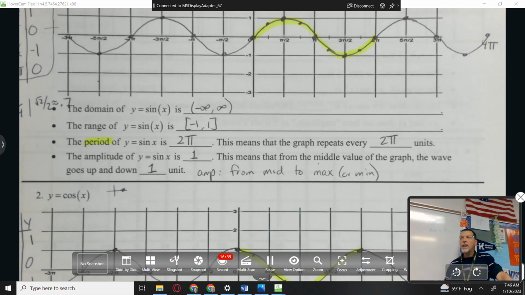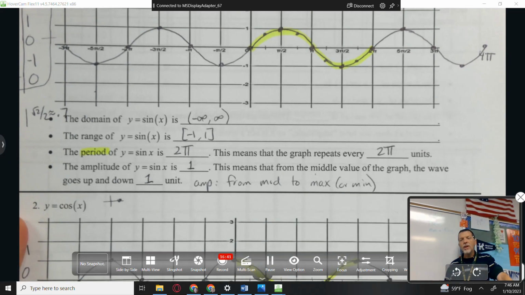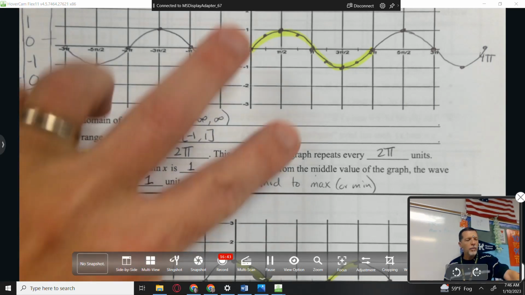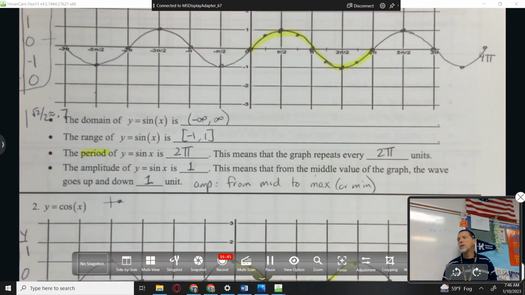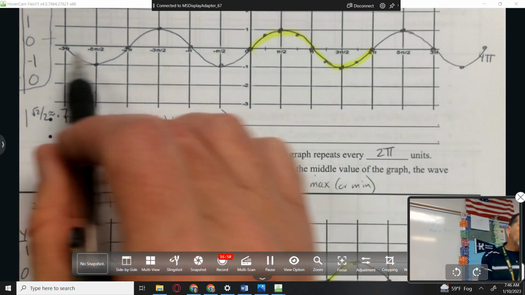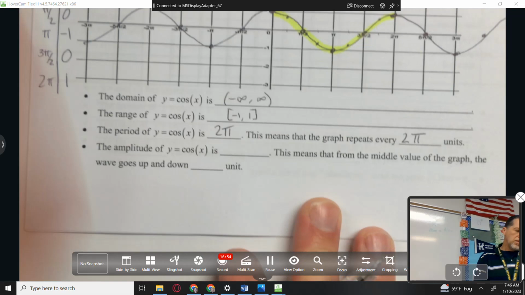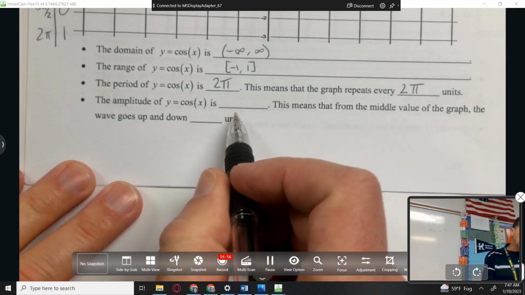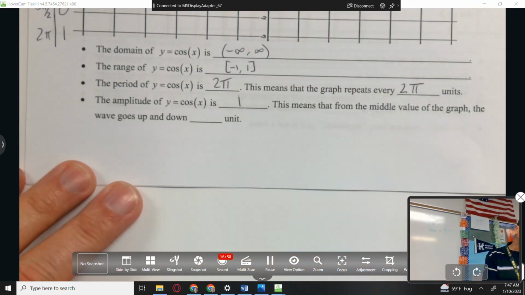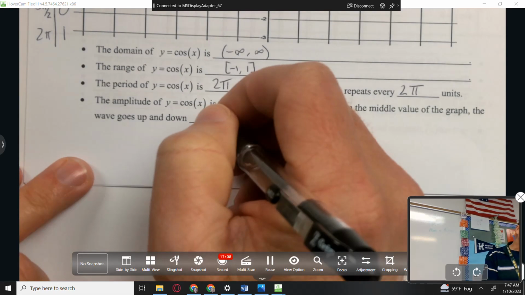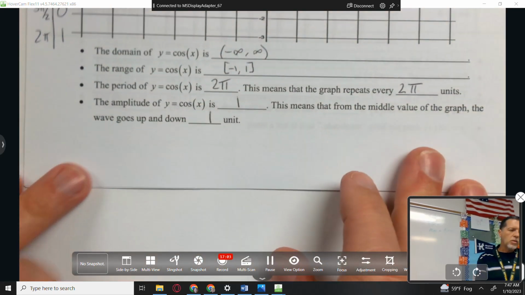So be careful. Some people say, well, it looks like that graph is too high. From the bottom to the top is 2. Yes, from the bottom to the top is 2. But amplitude is from the middle to the top, or the middle to the bottom. The amplitude of cosine is also 1. From the middle of the graph, the wave goes up and down 1 unit.